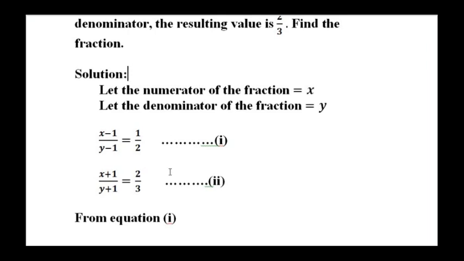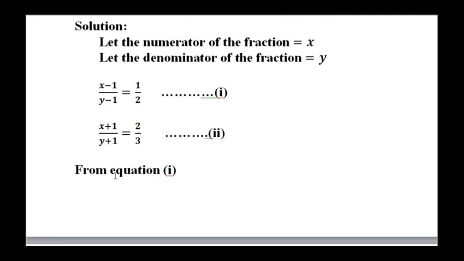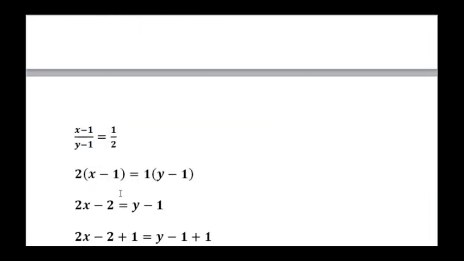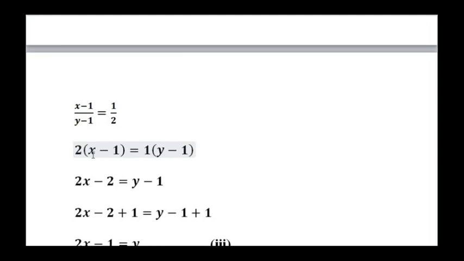I'll be using the substitution method to solve the following system. Therefore, from equation 1, which is (x - 1)/(y - 1) = 1/2, by cross multiplication, we can write this equation as 2 into (x - 1) equals 1 into (y - 1).